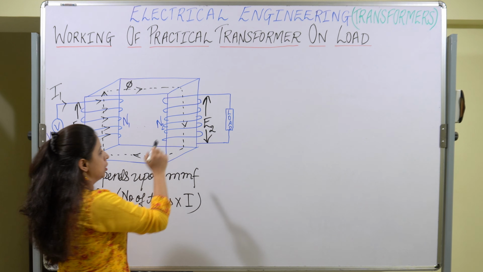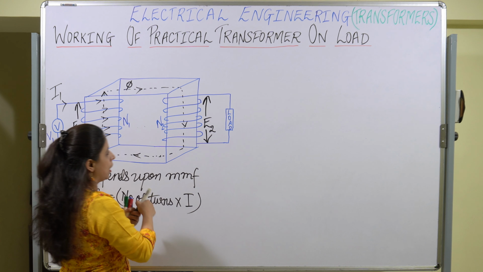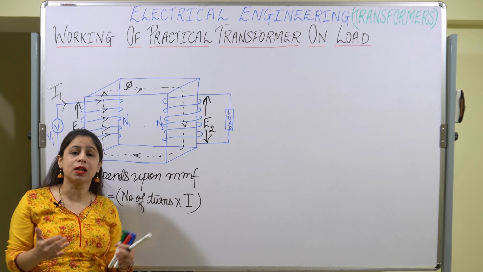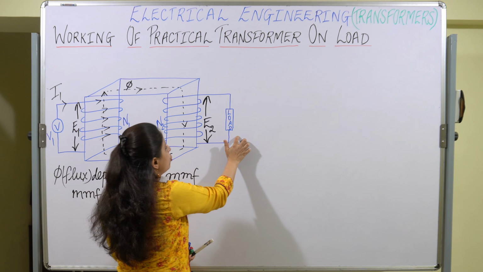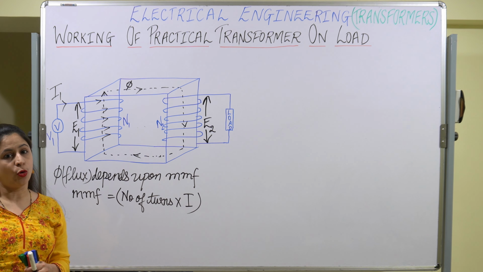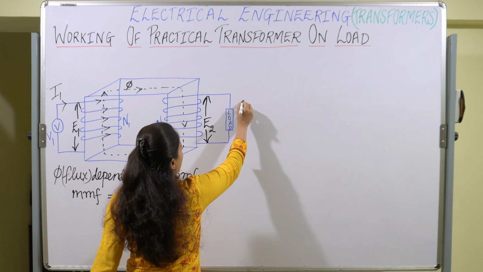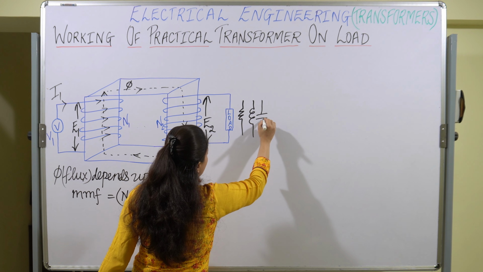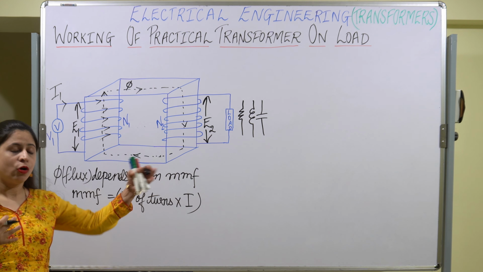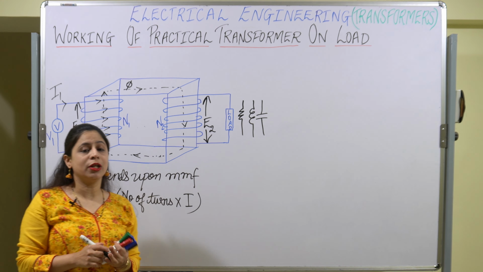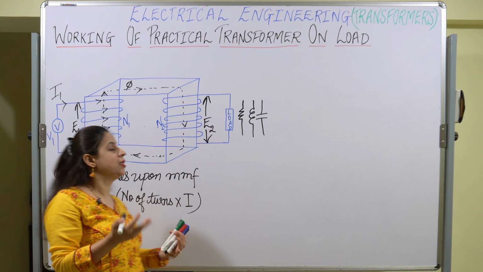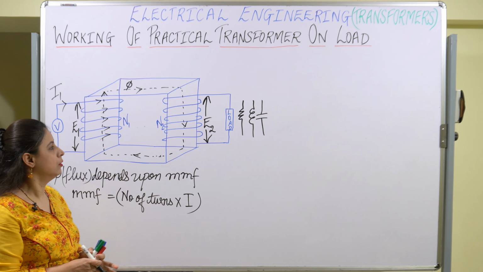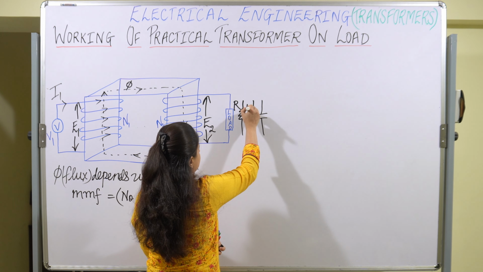As the EMF is set up, a current starts flowing through the secondary side because it is connected to the load and the circuit is complete. The secondary is not open here; it is connected to the load. The load can be any load. It can be a resistive load, an inductive load, a capacitive load, or a combination of these three. So it can be RL, RC, RLC, it depends.